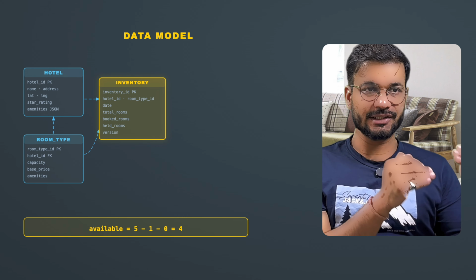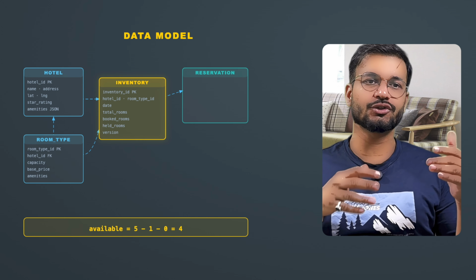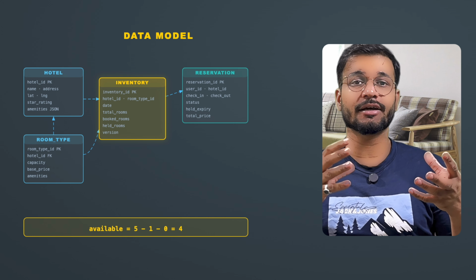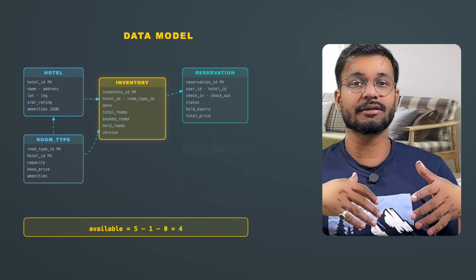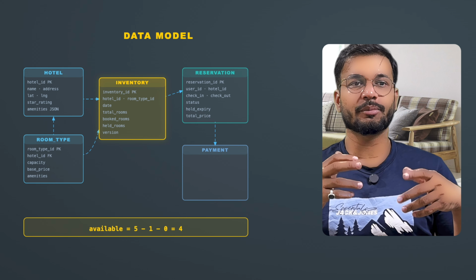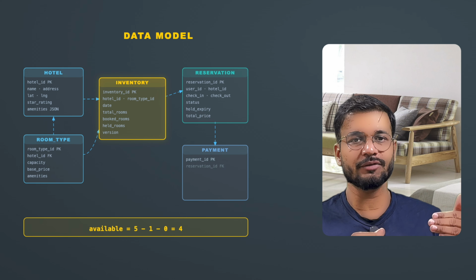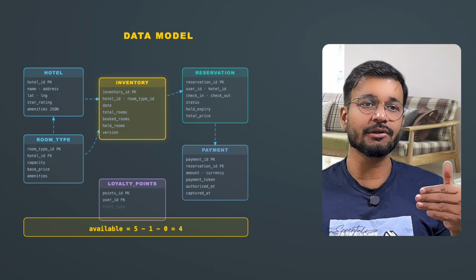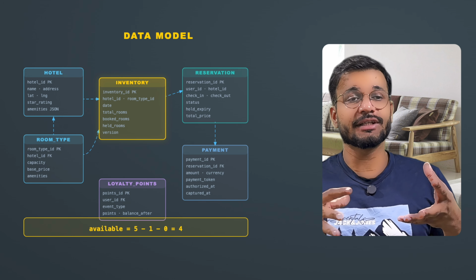Then we have the reservation table in which we have the reservation ID, user ID, hotel ID, room type ID, check-in, check-out, and status, which can be held, confirmed, cancelled, or expired. Then other fields like hold expiry, total price, and created at. We'll have the payment table, which stores the payment information. Along with that, we will have the loyalty points table, which will have the loyalty points for each customer.